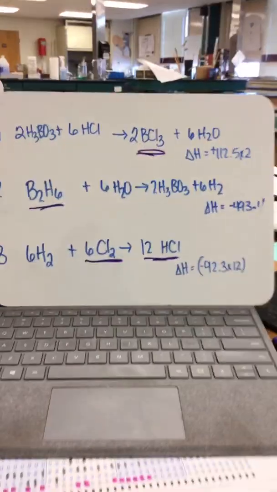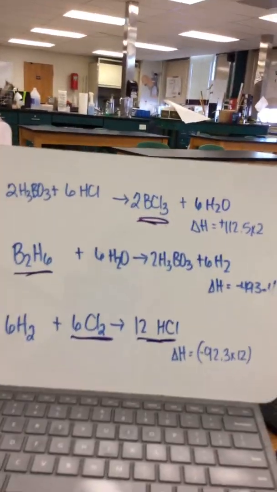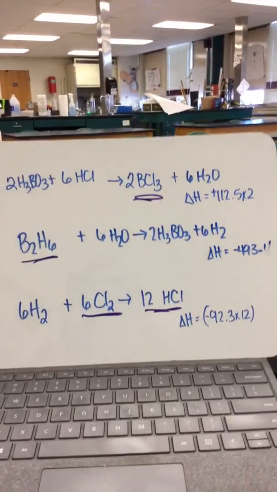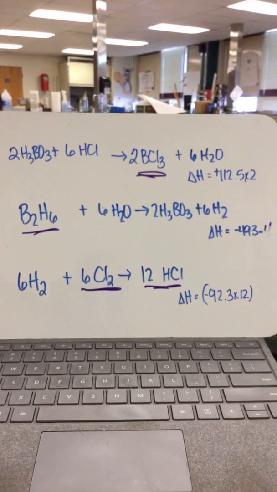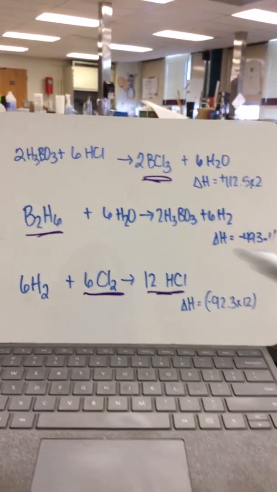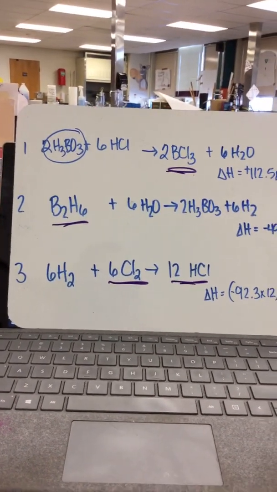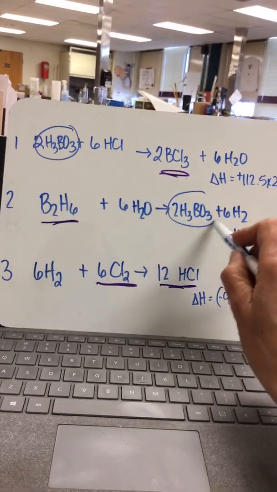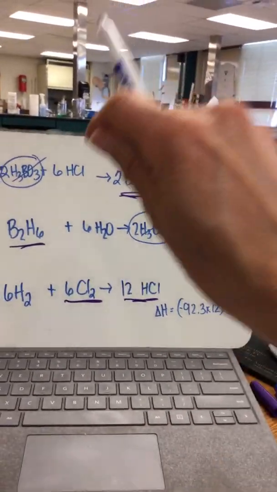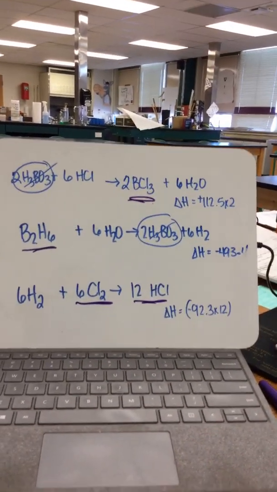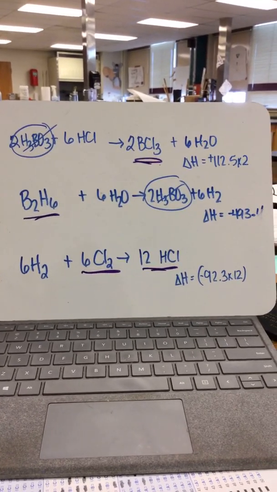So our next thing to do is to cross out or delete things that are found on opposite sides of the arrows, but don't make their way to the final equation. So an example would be, see these H3BO3s? I got 2 of them here. And look, I have 2 of them there. I don't need those. They cancel each other out because they're on opposite sides of the main yield arrow. So just like adding equation systems in math, they will go away.